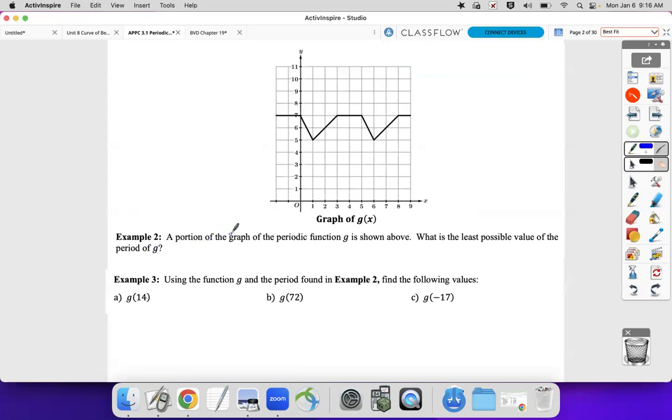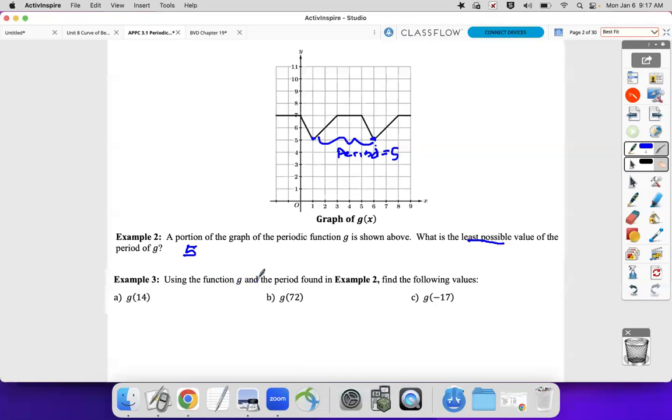All right, a portion of the graph of the periodic function g is above. What is the least possible value? In other words, you can say it repeats from here all the way to here, but there's a second repeat in there. So what we're going to do is find the least possible value. So what you can see is, let's just count from the low points. So from this low point to 1, 2, 3, 4, 5, this low point, we have a period of 5. So the least possible value is 5.